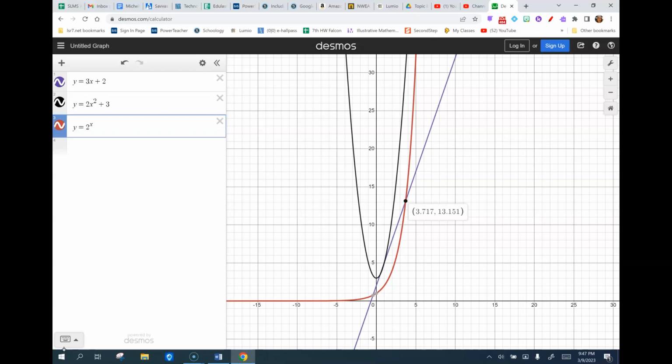It looks like 3.17. We would round that off a little bit, but you can get the idea. So it would be above 3.7. But a lot of times we would just say that point right there, like 3.7 and 13.2.